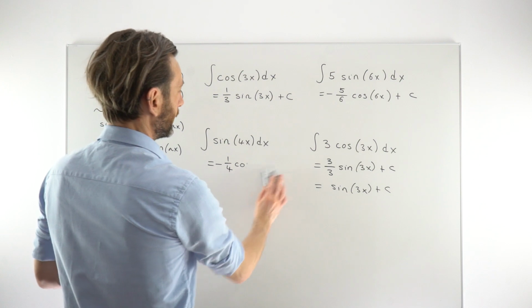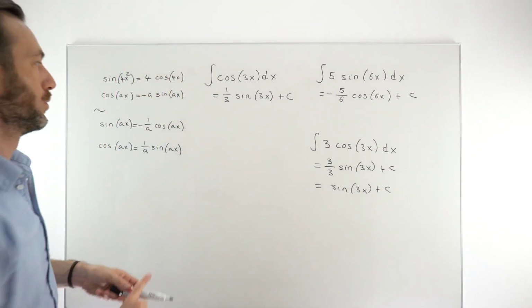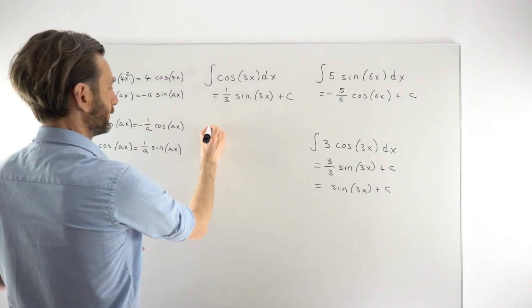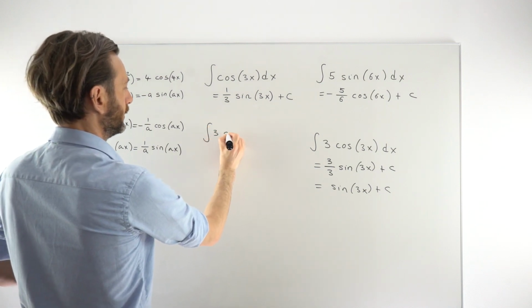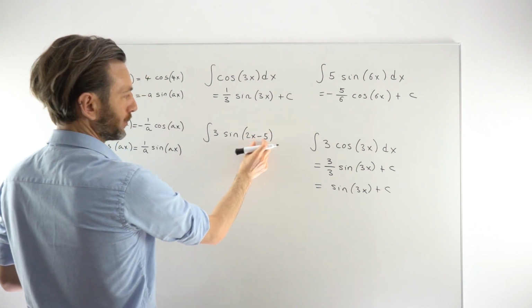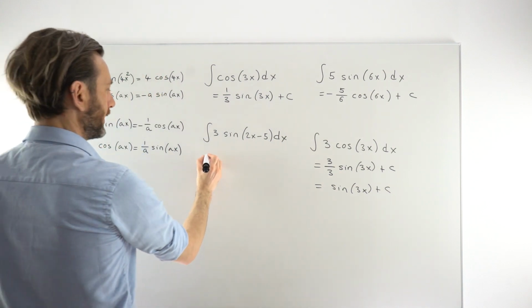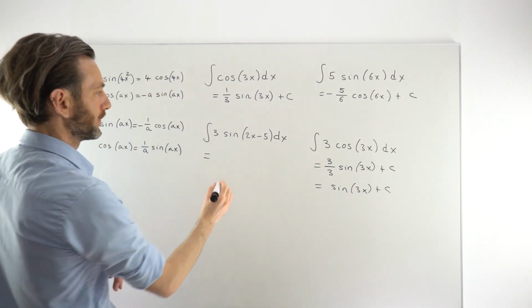You can see slightly more difficult scenarios. So let's say the part in the bracket is a more complex function. So let's say you had something like 3 sine 2x minus 5. So it's kind of this almost polynomial type term in there. Just go about it in the same way. So sine integrates to negative cosine.